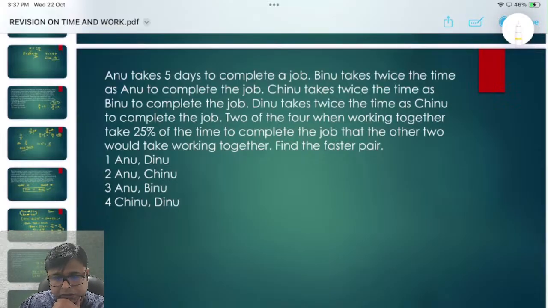Yes, yes, push the third. Yes, A and B. Yes.